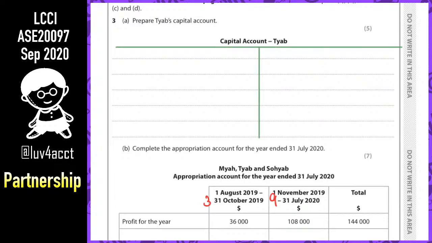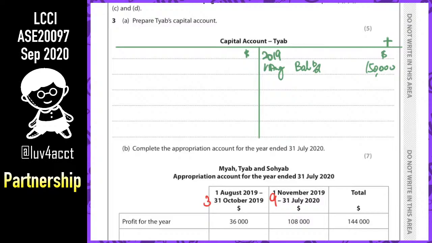Capital account is on the credit side, equity. So year 2019, the 1st of August is our year start. Balance brought down 150,000. Okay, and we will work on the revaluation of non-current asset and goodwill first.